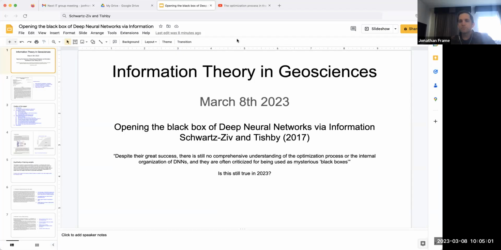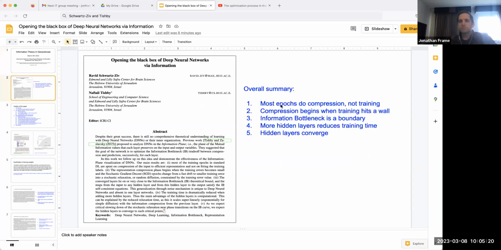So the paper summarizes the findings in the abstract. Some of the findings are that in training a deep network model, you are doing compression. After some period of time, it's compressing the input data to find a minimal representation of that.